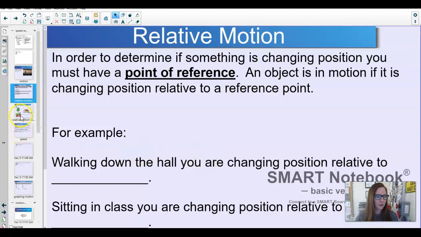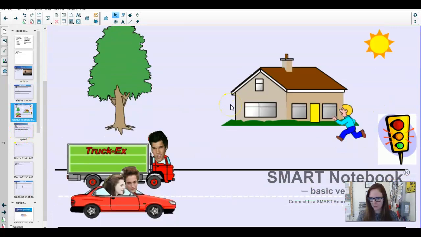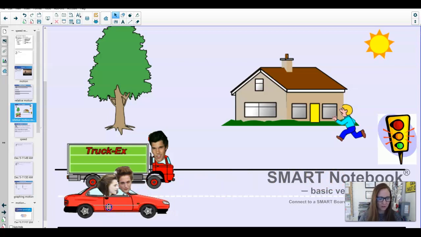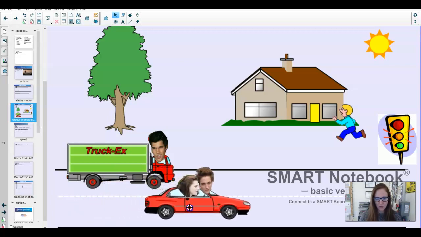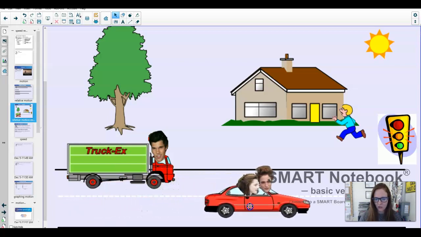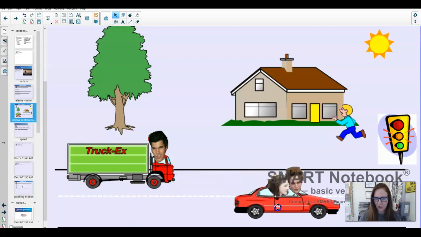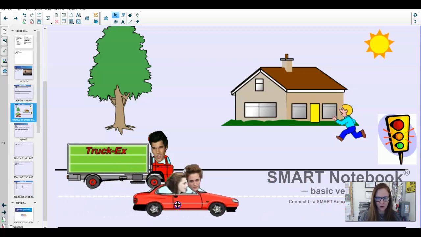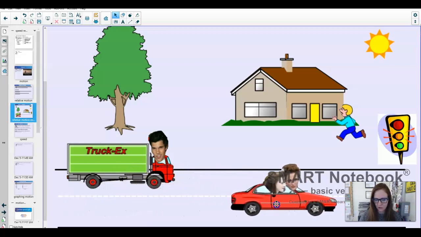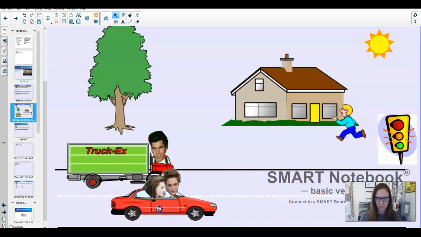All right, let's look at some examples of what this might look like. Here, I've got my little scenario set up. Got a driving example here. Let's first focus on the drivers. Here we have Edward and Bella in the car, and they are driving down the road. As we can see, the car is moving compared to, say, the tree over there. It is getting farther away from the tree.